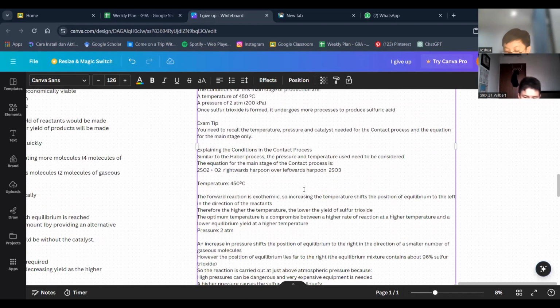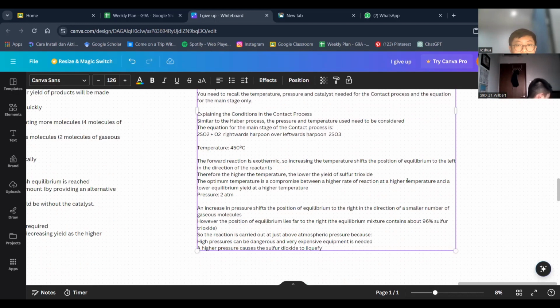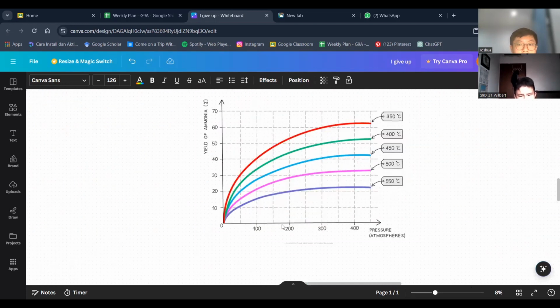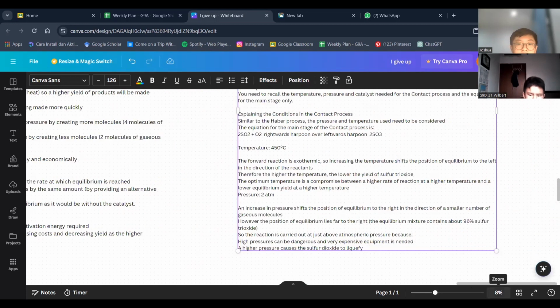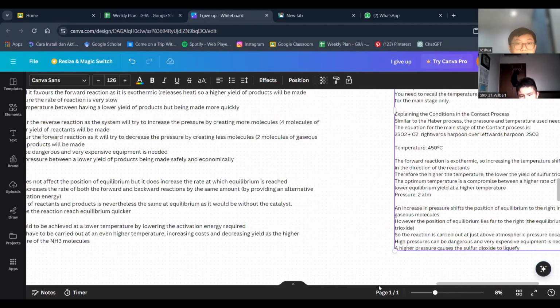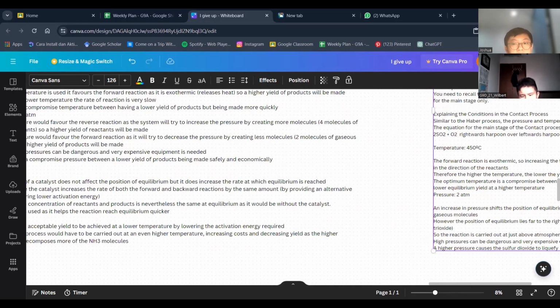So, explaining the conditions needed for the contact process. The forward reaction is exothermic, so increasing temperature shifts the position of equilibrium to the left. So the higher the temperature, the lower the yield of sulfur trioxide, like the one we learned earlier for ammonia, where the lower the temperature, the higher the percent yield. For the contact process, a higher temperature will give a lower yield too, which is basically the same. As you can see, a higher temperature gives a lower yield.